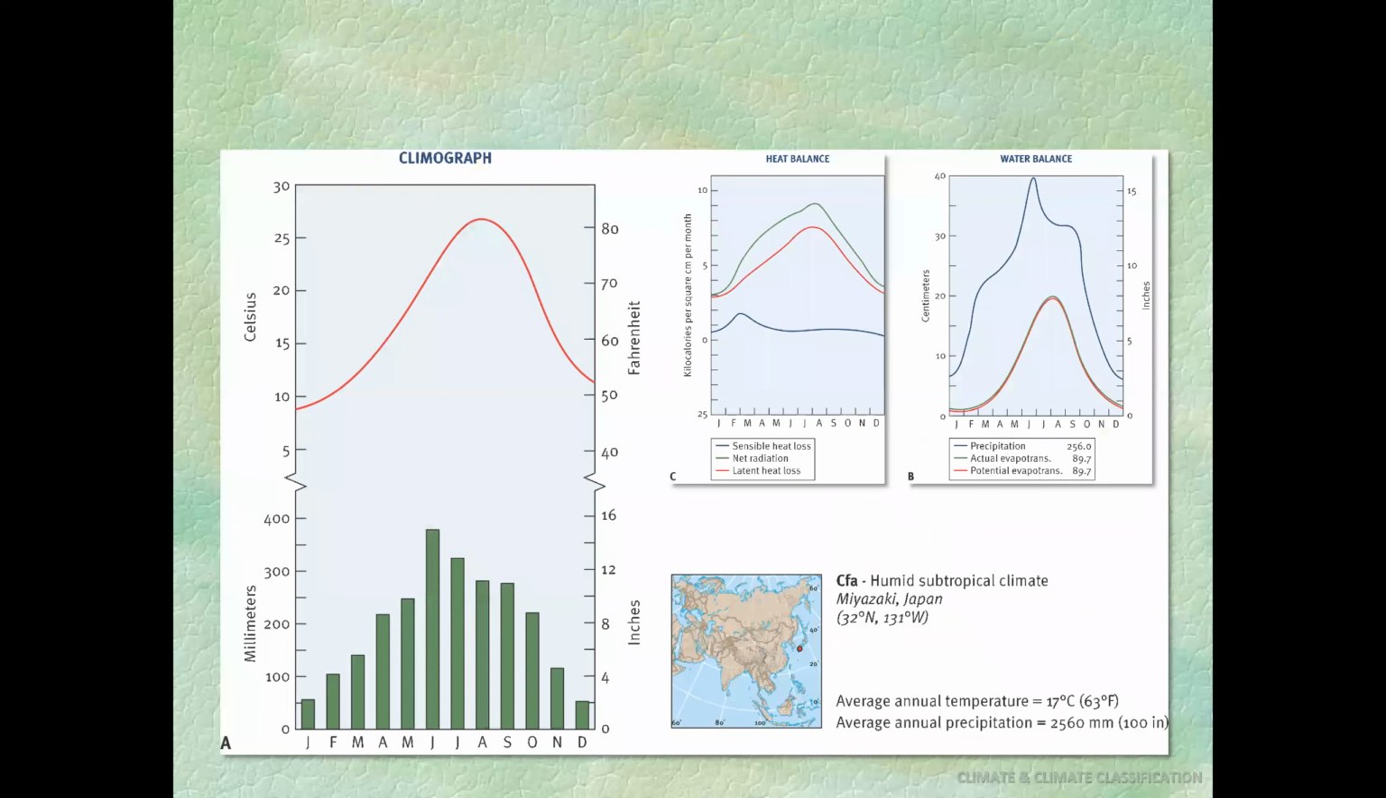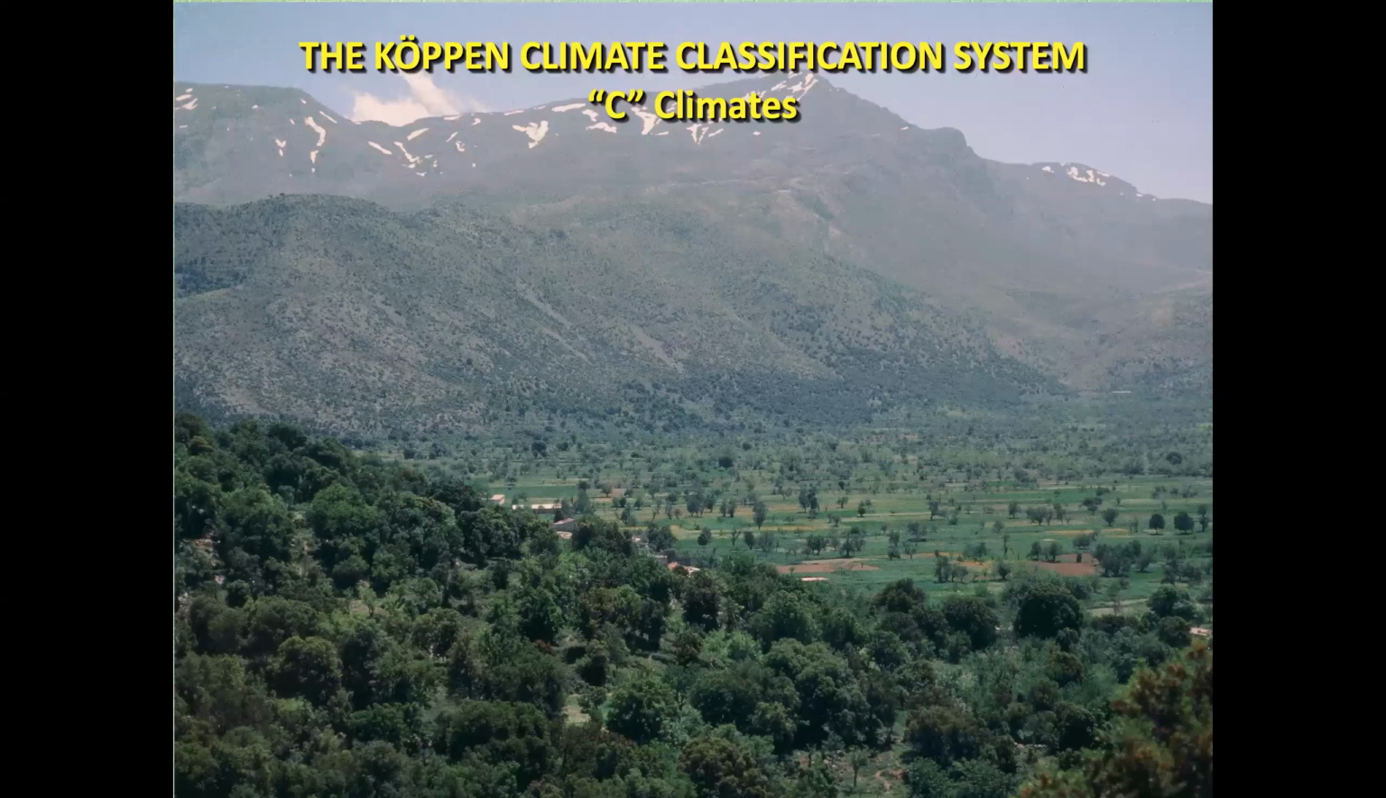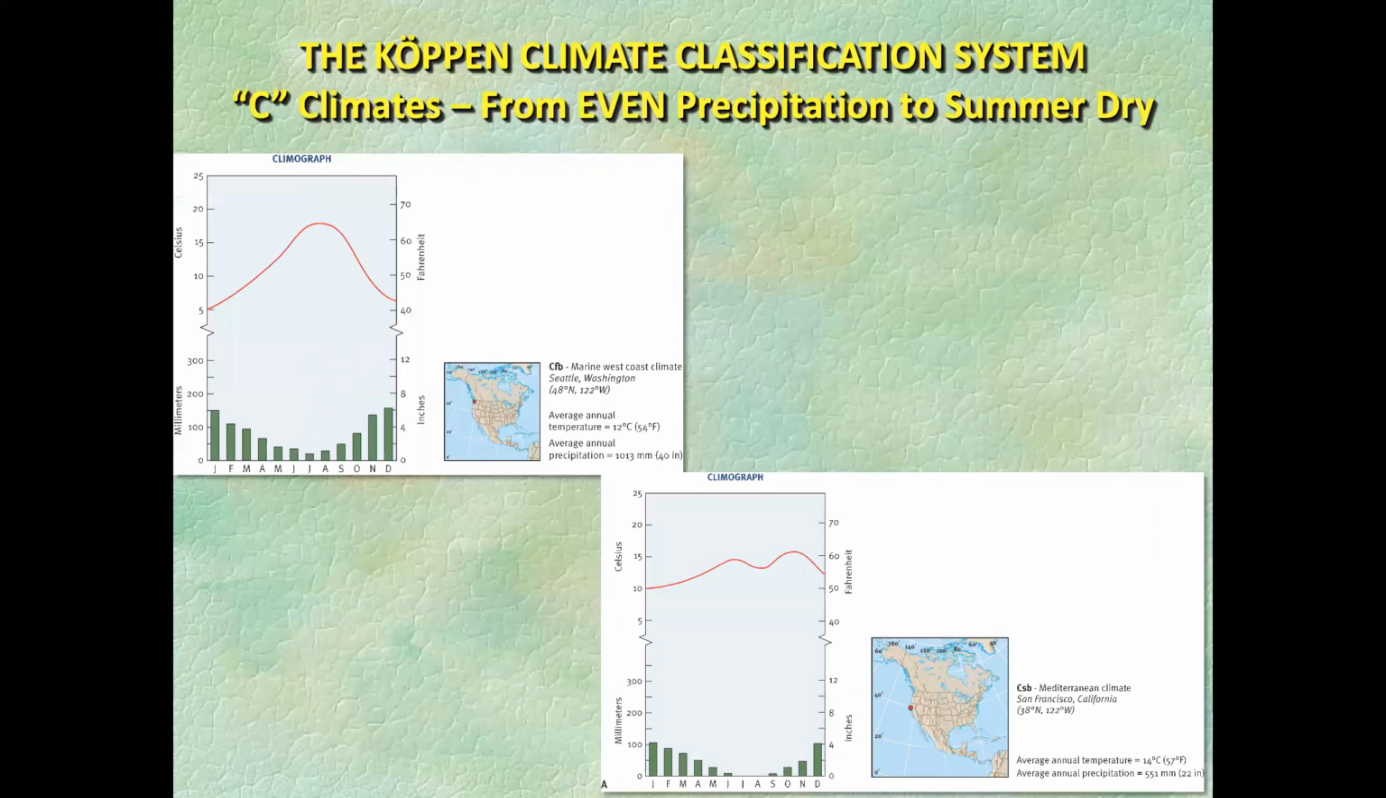And here's a place called Miyazaki, Japan. It is at latitude 32 degrees, so that would be like Atlanta, Georgia. Notice the majority of the rainfall is in summer. And for C climates that are more seasonal, this would be a city like Seattle or San Francisco. Notice the summer months are pretty dry, and most of the rainfall comes during the winter months.